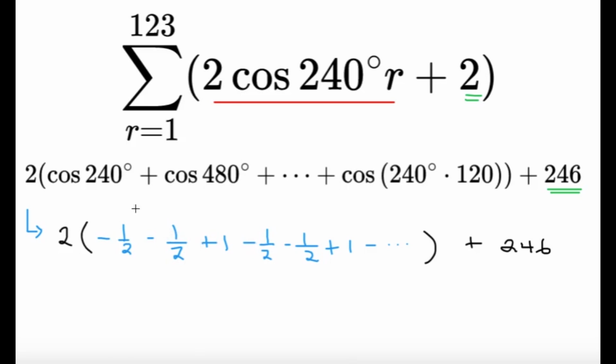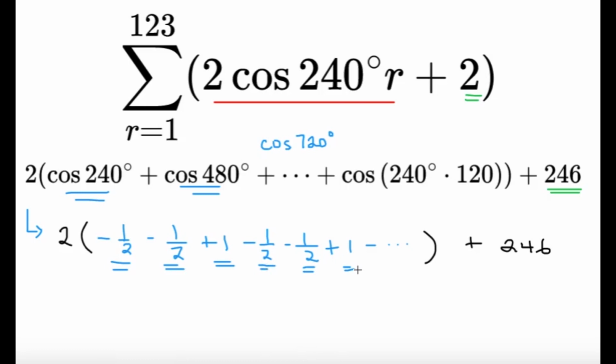Cosine 240, if you were to evaluate that, you're going to get -1/2. Cosine 480 degrees is going to be -1/2. For the next angle, cosine of 720 degrees is going to equal 1. You can try the next few terms out yourselves, and you'll see that the pattern is going to continue: -1/2, -1/2, 1, -1/2, -1/2, and 1.